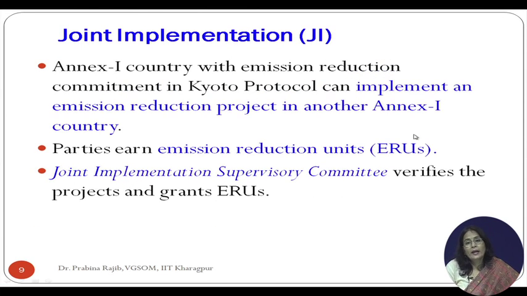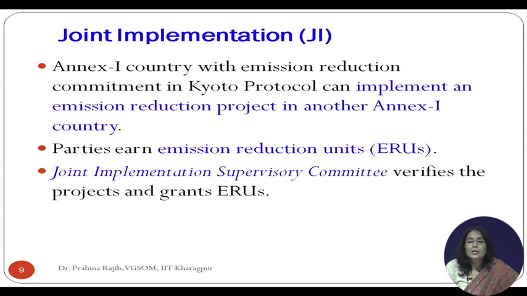Now let's go to the third mechanism, that is your joint implementation program. As part of the joint implementation program, the member nations which are Annex 1 countries can start some project with another Annex 1 country, and through this kind of project they will be earning ERUs, that is emission reduction units. And this joint implementation supervisory committee will verify whether these projects abide by the joint implementation guideline or not, and if the projects are abiding by the guideline, they will be issued emission reduction units.